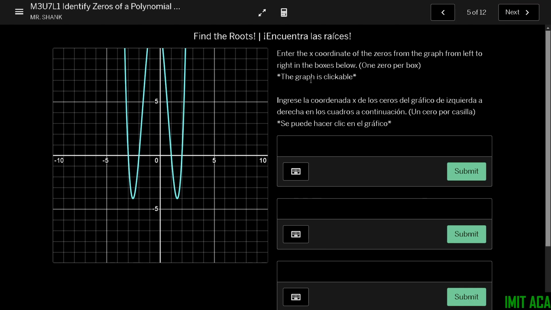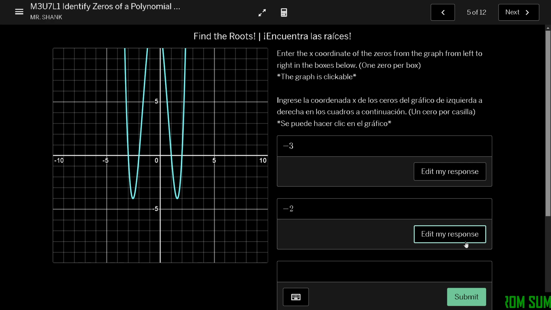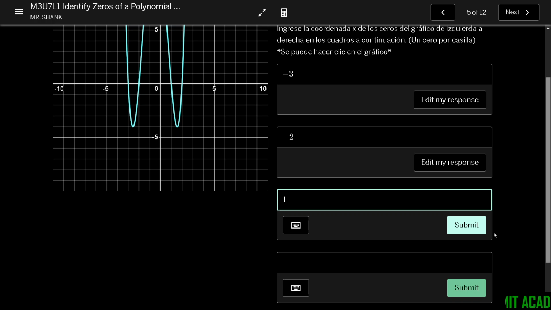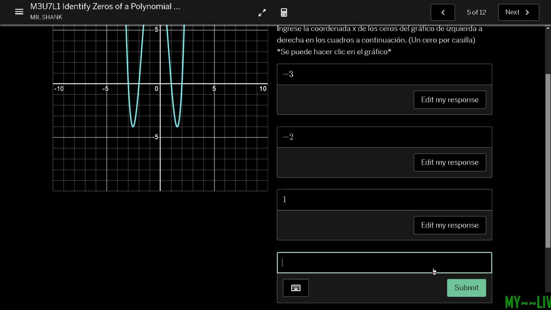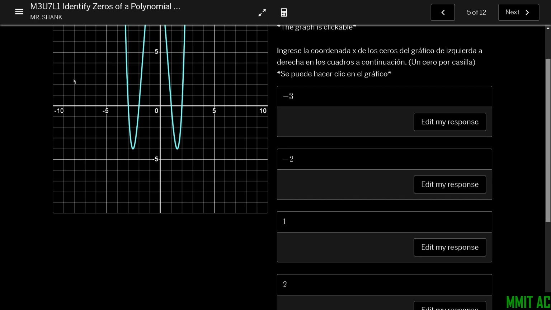Then after it, it says enter the x-coordinate of the zeros from the graph from left to right in the boxes, one per box. So I'm going to say, okay, well, I have 4 boxes, which means I have 4 points where that curve hits the x-axis. So I'm going to say my 4 x-intercepts, actually: -3, I have -2, I have +1, and I have +2. And it should have that little check to show that you're correct at the bottom. But all I'm doing is listing off where those x-intercepts are.